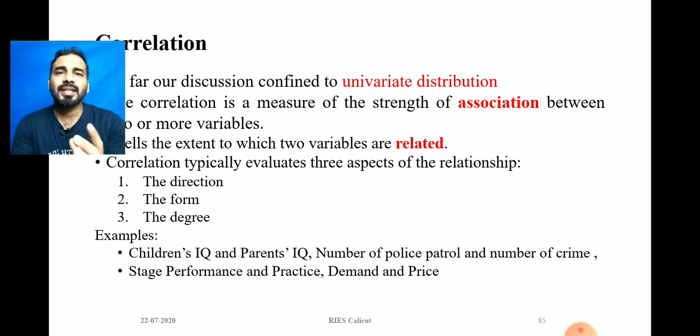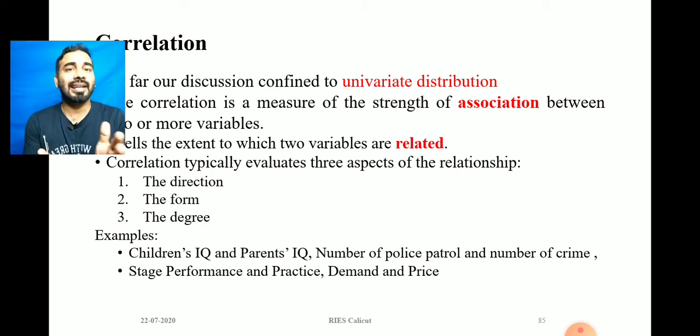First one is, what is the direction of the relationship? What is the form of a relationship? What is the degree of a relationship? Direction means whether it is positively related or negatively related or not. Form is nothing but whether this association is linear or non-linear. Degree of relationship means whether there is a high degree, whether these two variables are highly related or least related or low related.